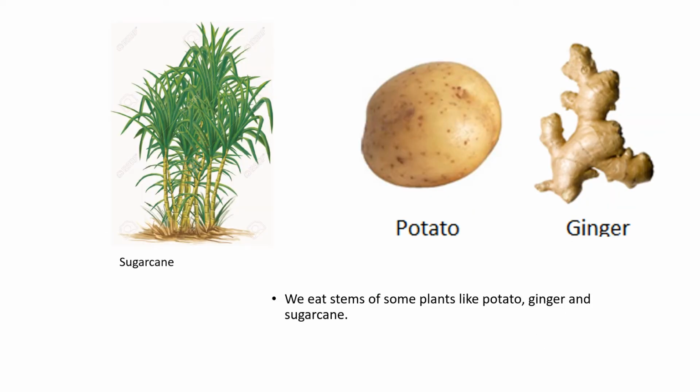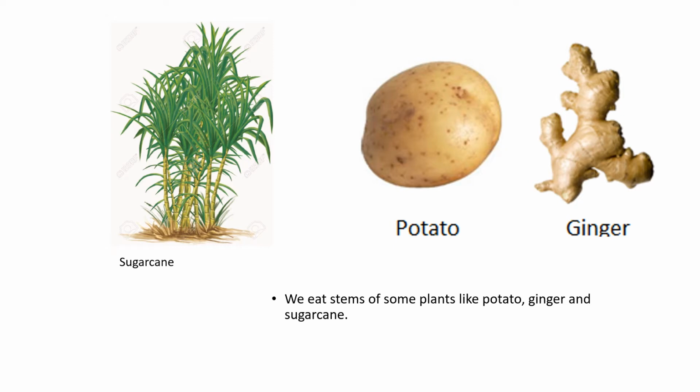Children, stem is another part of a plant that we eat of some plants. Look at the three pictures here on the screen. Yes, sugarcane is the first one, potato and the ginger. They are the stem of the plant. Okay, they are not roots, they are not fruits. They are stem of the plant.